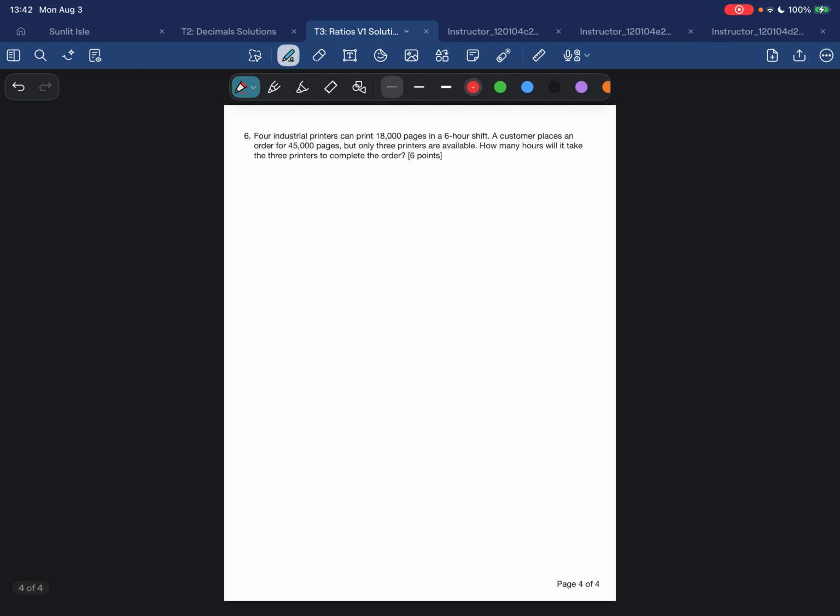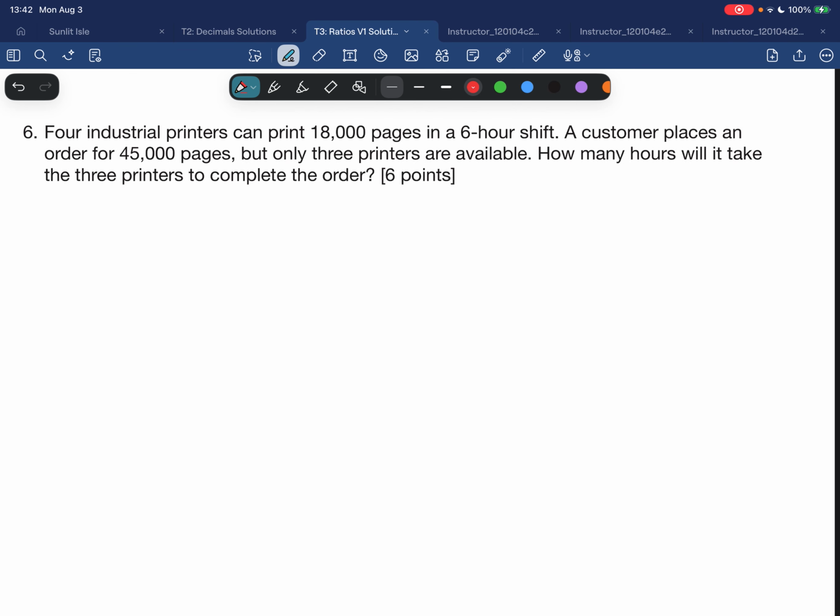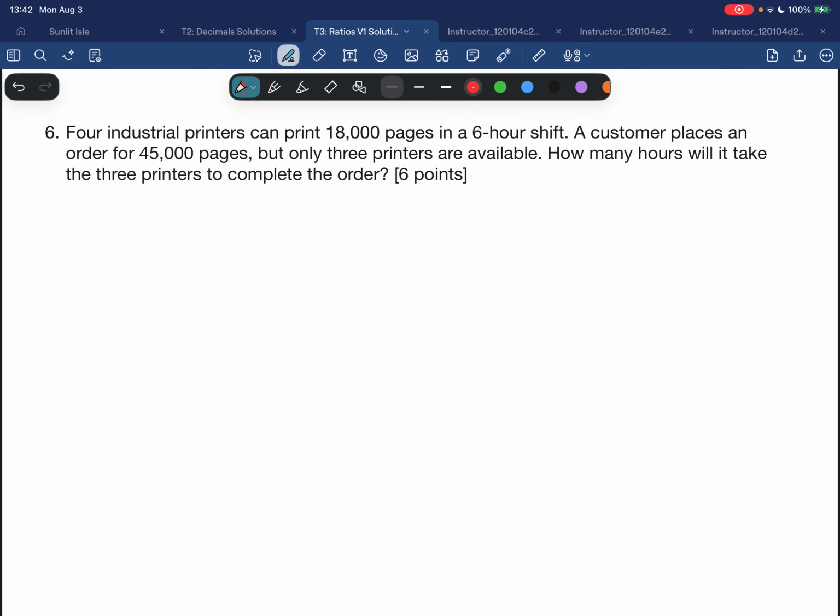Moving on to the last one. This one's a bit tougher. It is still a proportion problem, but we must do multiple proportions for this. So 4 industrial printers can print 18,000 pages in a 6-hour shift. A customer places an order for 45,000 pages, but only 3 printers are available. How many hours will it take the 3 printers to complete the order?